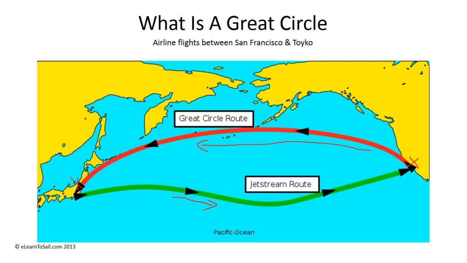And if you were on a boat and traveling at the speeds boats travel at and not having the jet stream to help us, you'd be taking the Great Circle route from both San Francisco to Tokyo and from Tokyo back to San Francisco. So again, to repeat myself, the most important point here is that any 2 points on the surface of the Earth can be connected by a great circle.